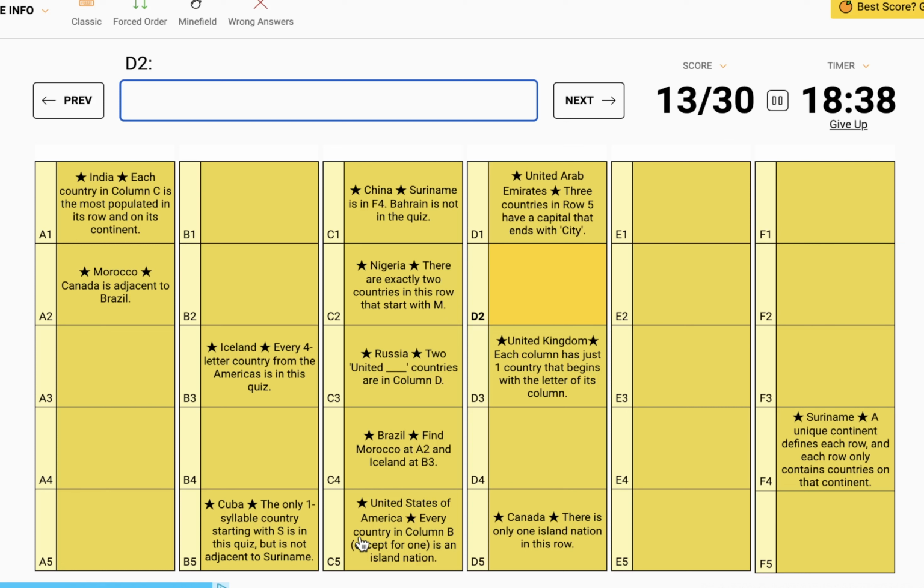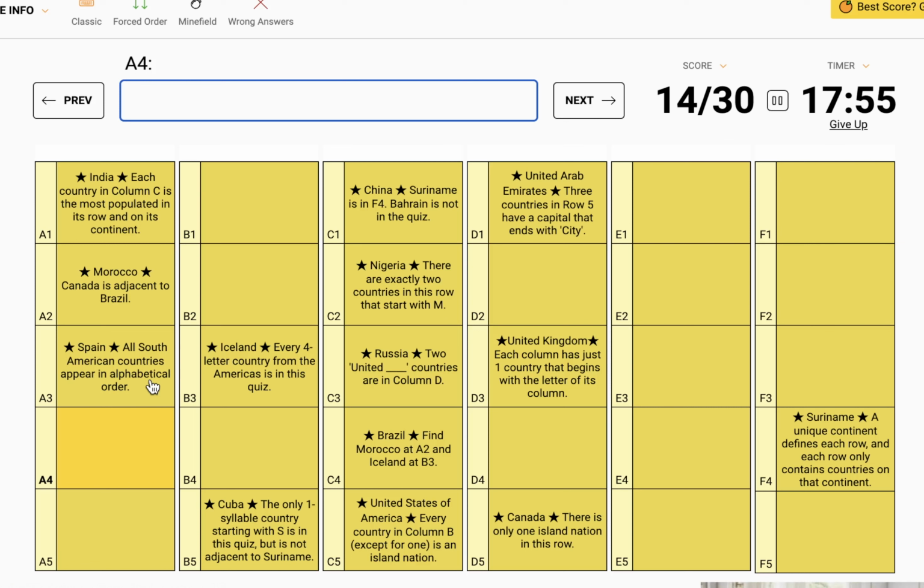What can we do with that? Do we know how to put them yet? We don't have any restrictions in A, I don't think. Okay, but the United Kingdom being here tells us that Spain has to be A3. All South American countries appear in alphabetical order. So what do we have before Brazil? We have Argentina and is it Bolivia?